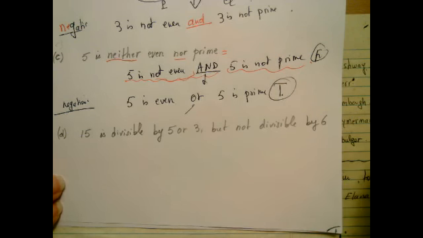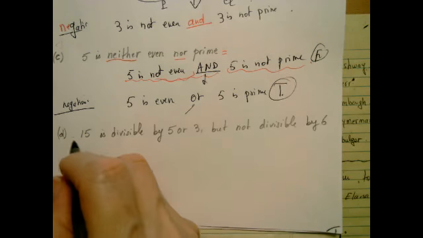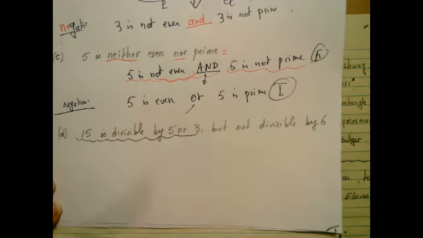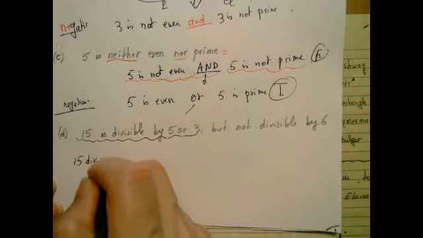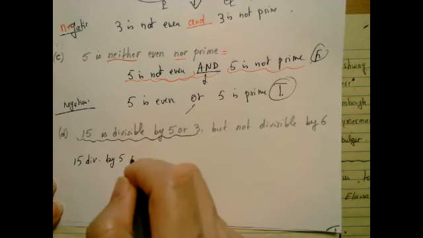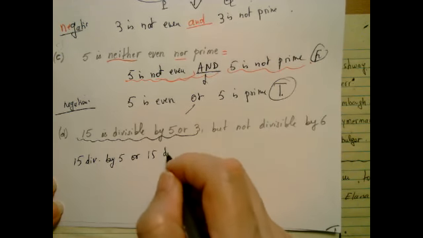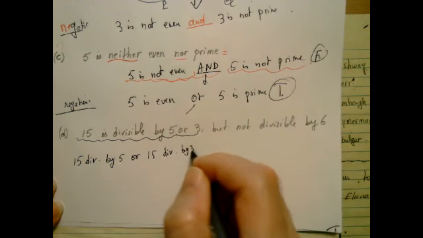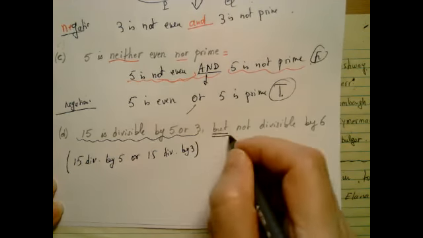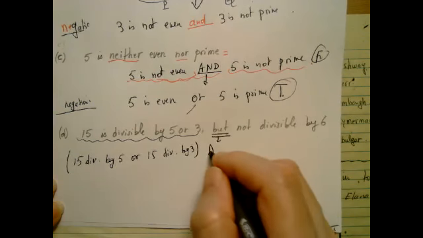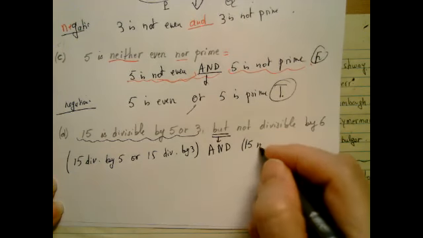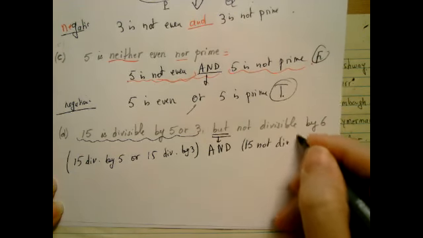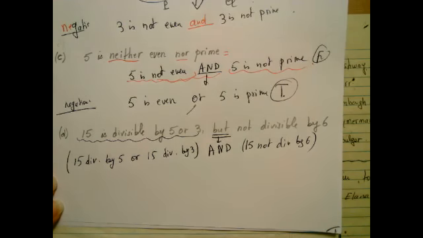Okay. So how are we going to write this? 15 divisible by 5 or 3 means 15 divisible by 5 or 15 divisible by 3, but means what? And 15 not divisible by 6. Okay, so that's how we can write it, just break it apart.